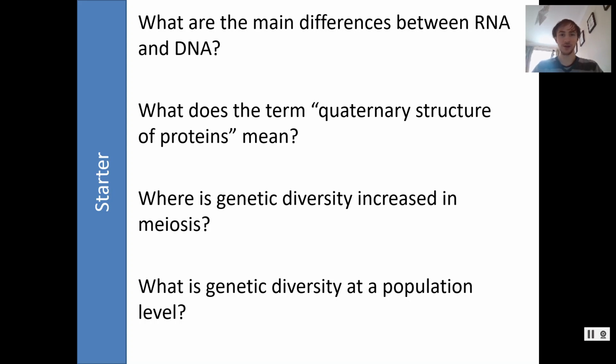Good morning, Year 12. This morning we're going to carry on with our natural selection topic, and we're going to talk about various different types of selection pressure. The title for today is Selection Pressures, and we're going to start off with a starter. Back of your books, wherever you like to do your starters, 4 questions, pause me, have a go, it should take 2 minutes.